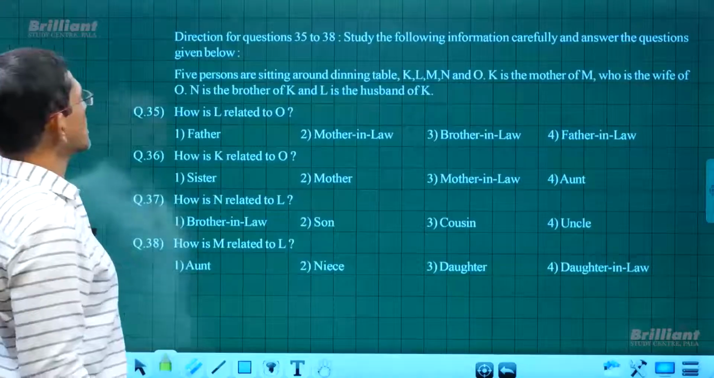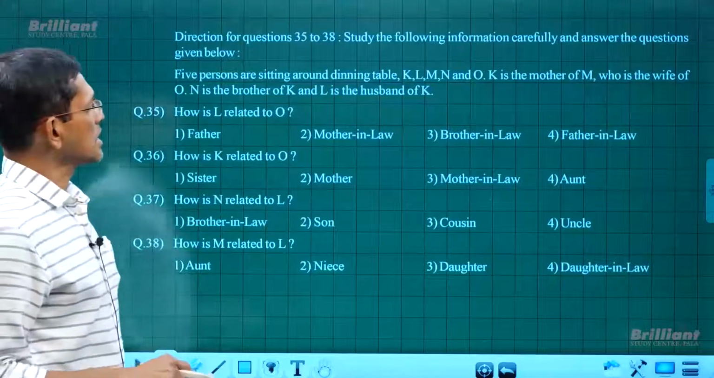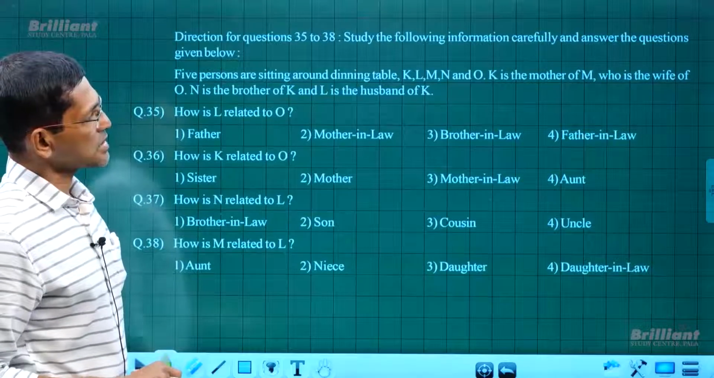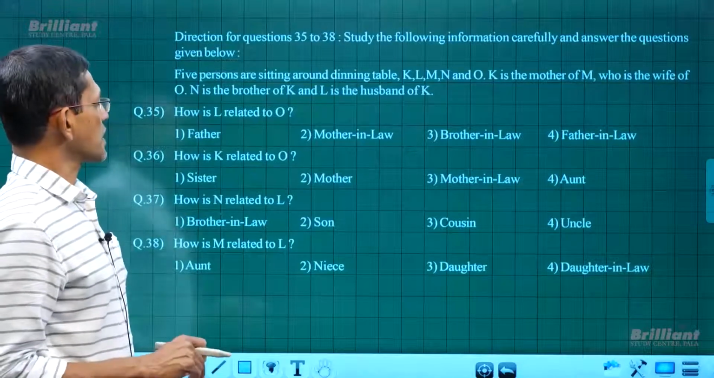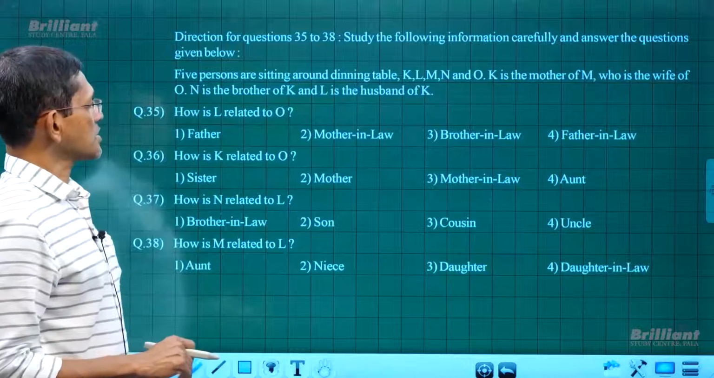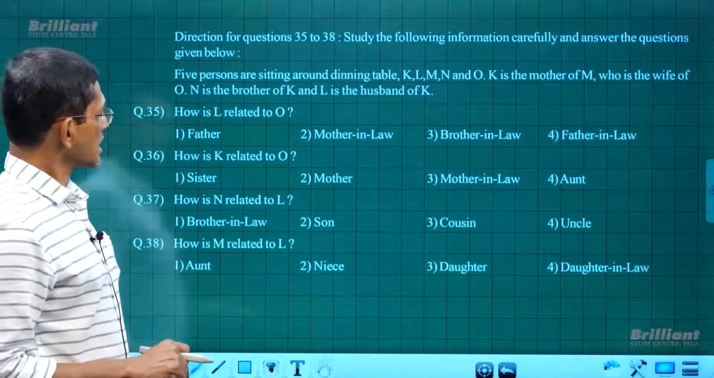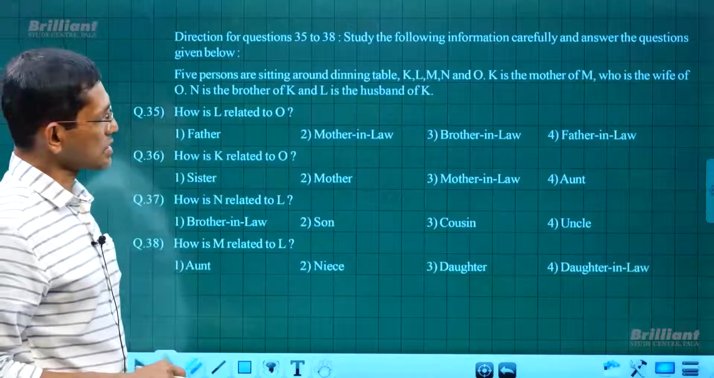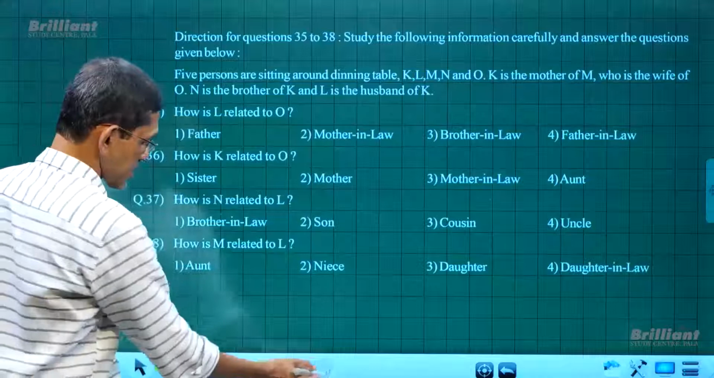Next one. 5 persons are sitting around a dining table, K, L, M, N, and O. K is the mother of M, M is the wife of O, N is the brother of K, and L is the husband of K. So this is the relation we have. Let's take a look at that.